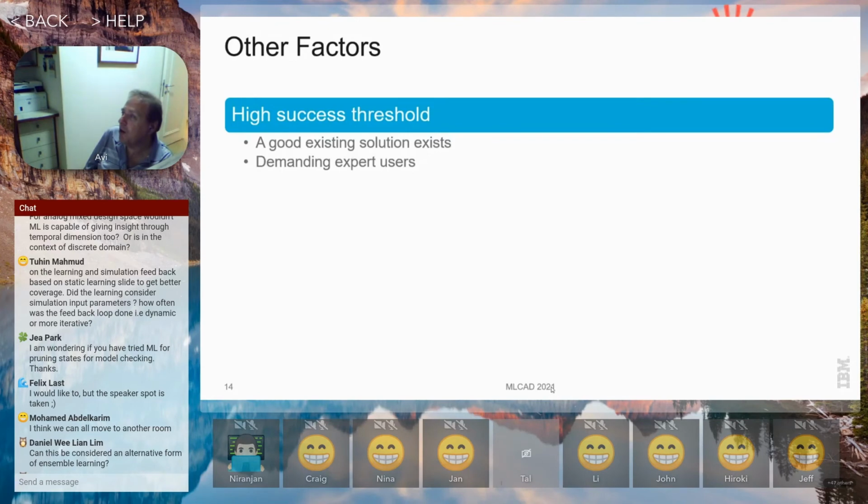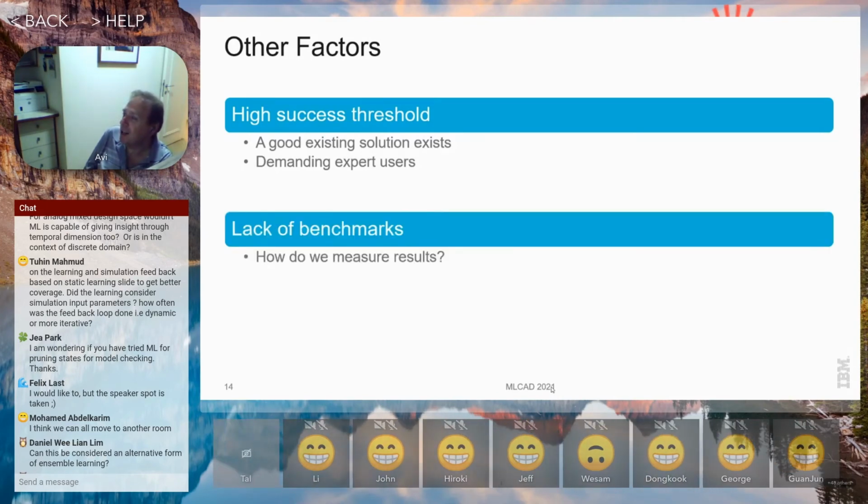Finally, there are other factors that we need. Our success threshold is very high. First of all, as I mentioned, we have the existing solution, and also we have expert users who demand very high quality solutions, otherwise they will not use it. And finally, and I think that Shir talked about it on Monday, we don't have a benchmark that we can compare ourselves to. So again, how do we measure results?